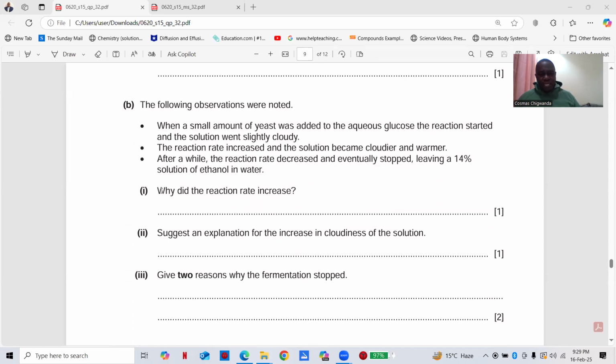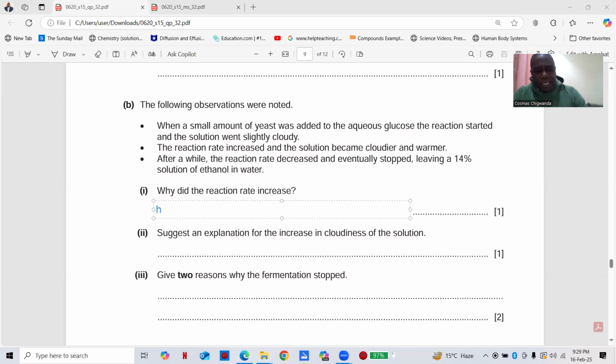Why did the rate increase? Okay, so first of all, we need to take note of the fact that when temperature increases, we are still talking about the speed of a reaction. When temperature increases, it can actually promote the formation of yeast cells, okay? Right, so when the temperature increases, yeast cells multiply, okay?